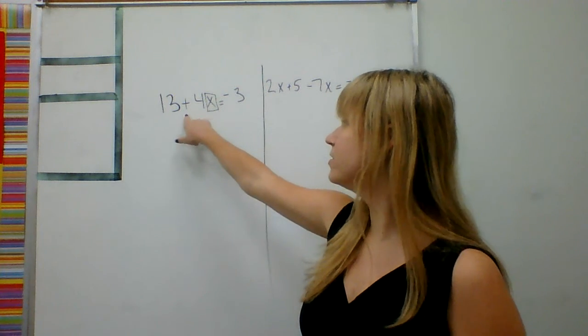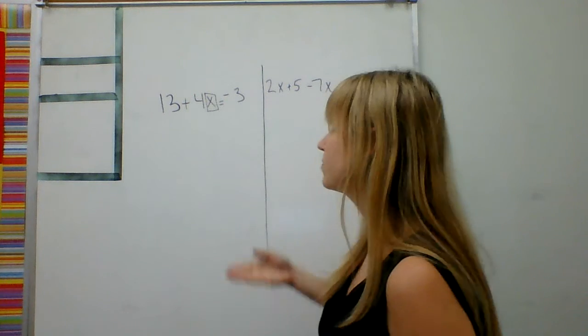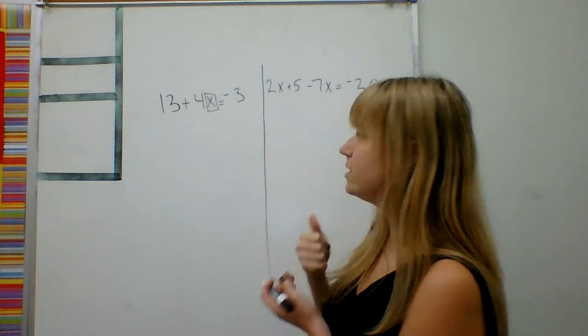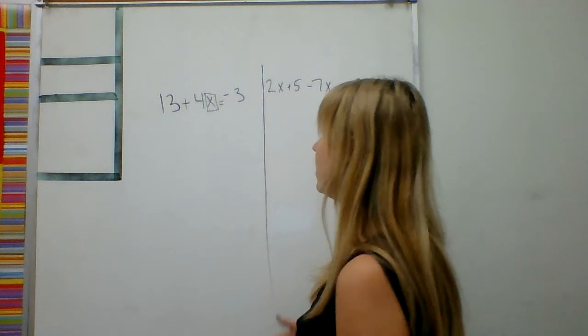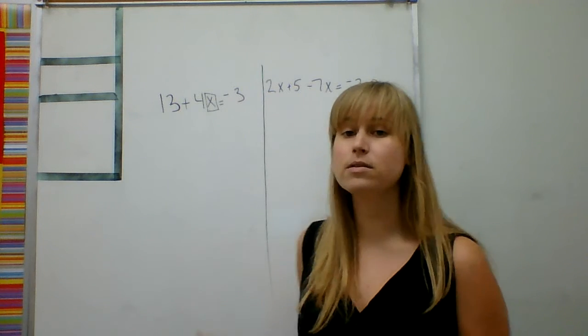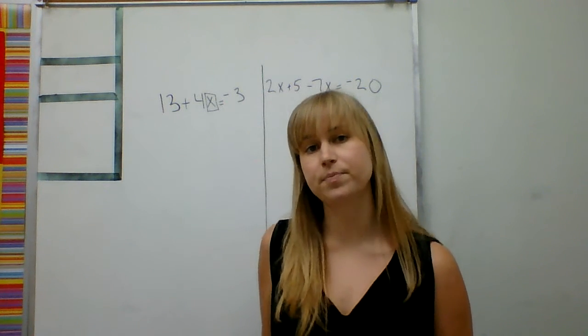Right now I have 13 plus 4x is equal to negative 3, and I only want to know what x equals. Now, since this is an equation, I need to keep both sides balanced. I want to keep my variables on one side of this equal sign and my constants, or numbers without variables, like 13 or negative 3, on the other side.